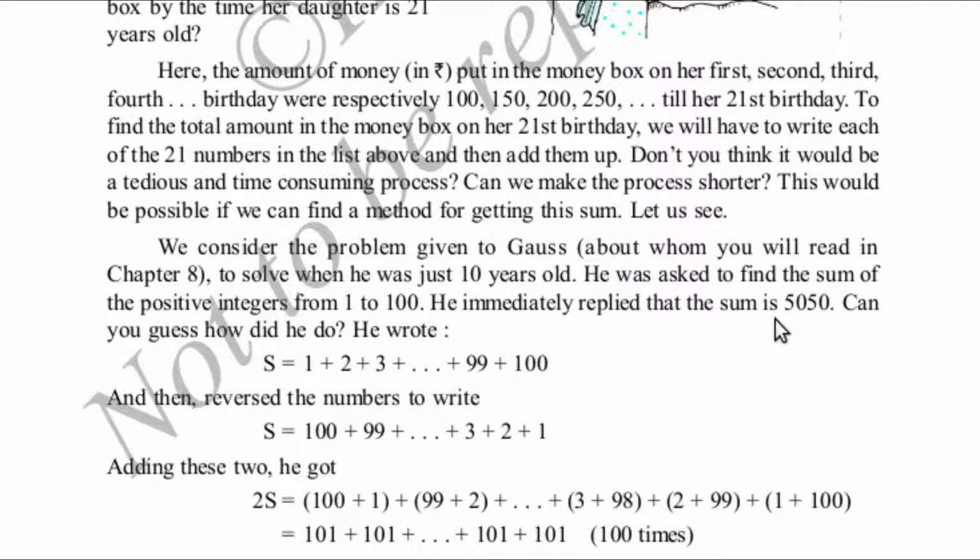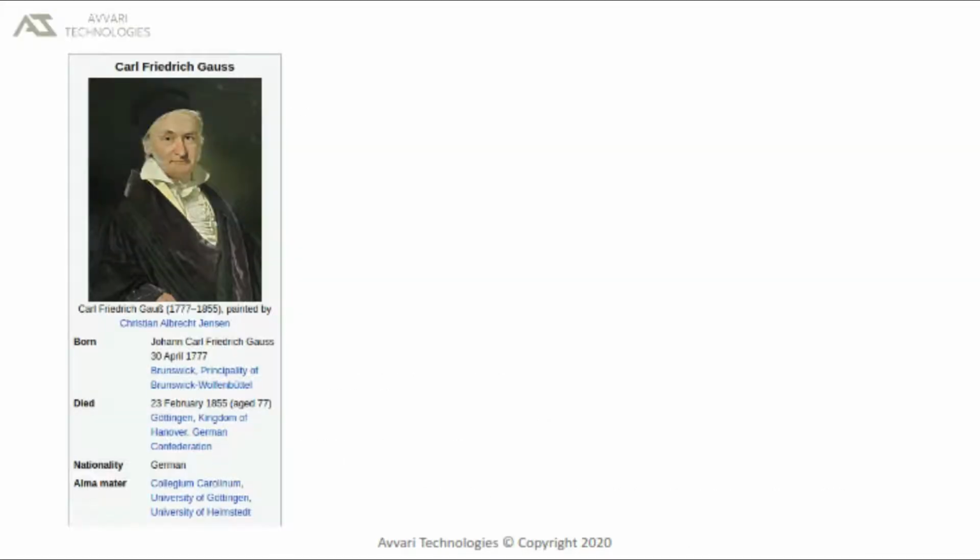Let us see how he actually solved the problem. The idea is very simple and very effective. Carl Friedrich Gauss is a famous mathematician who made beautiful contributions in the field of science and physics. He is a German mathematician. Say for instance we will take numbers from 1 to 6 instead of 1 to 100. The idea remains the same.